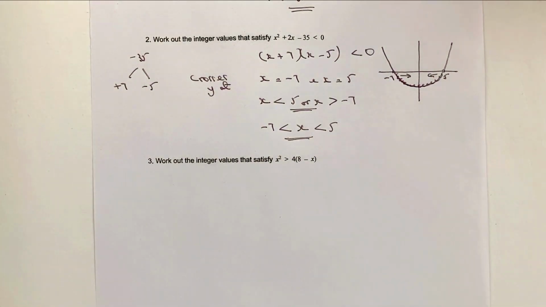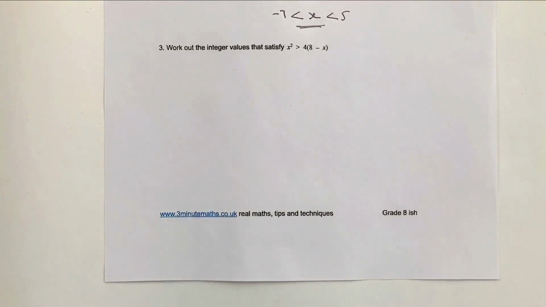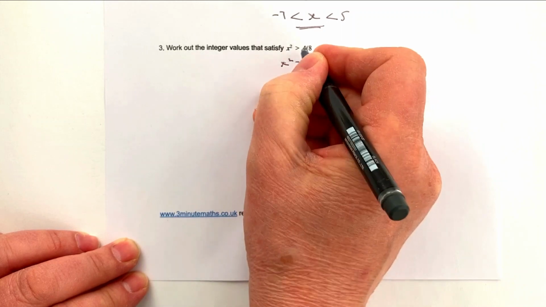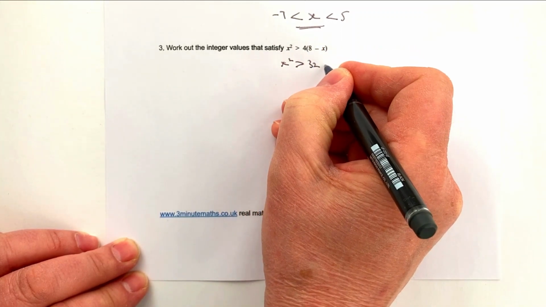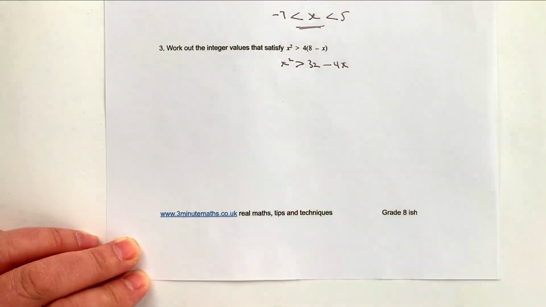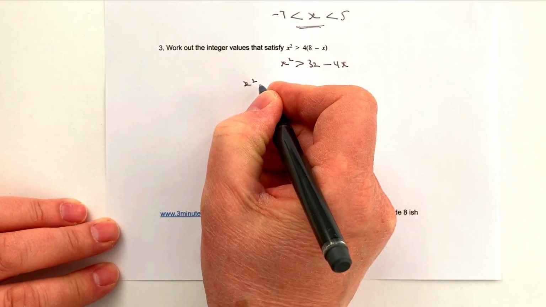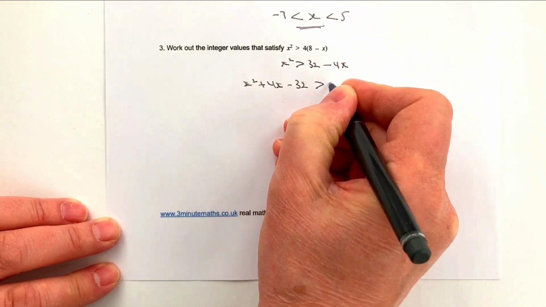So let's have a look at number 3 then. Work out the integer values that satisfy this particular quadratic inequality. Now, it's just a little bit trickier, because effectively what we've got there is something that we just need to make right. So what I would be doing is expanding it. So x is greater. 4 times 8 is 32, and 4 times -x is -4x. So we're in a position now where we can manipulate this and make it greater than 0 and then solve our equations. So I'm going to rewrite this now as x squared plus 4x minus 32 is greater than 0.